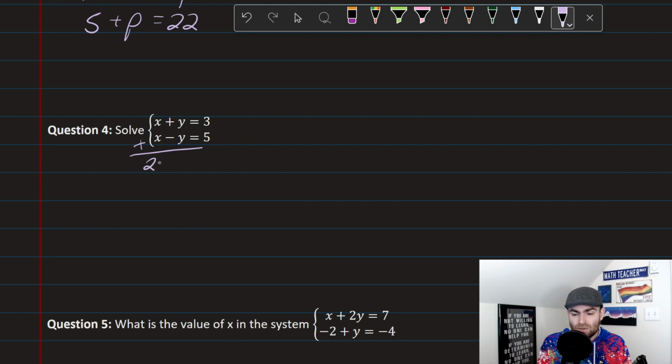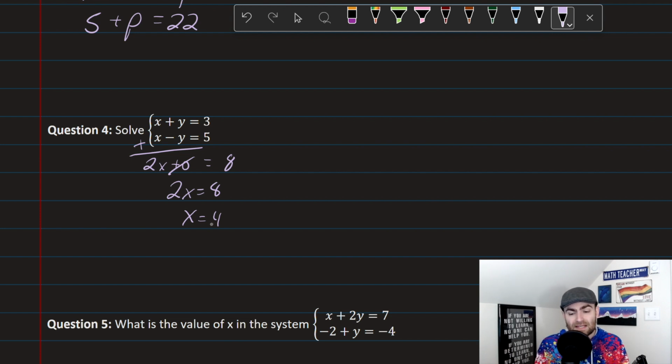x plus x is 2x. Positive y plus negative y is 0, so that kind of goes away. And then 3 plus 5 is 8. So 2x is equal to 8, which means x is equal to 4 when you divide by 2, right?